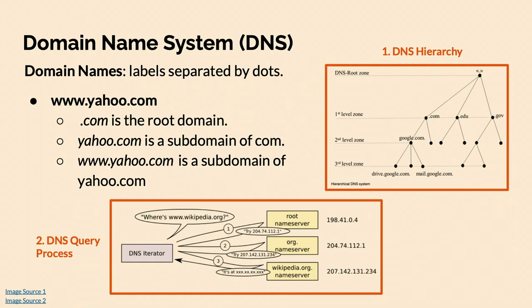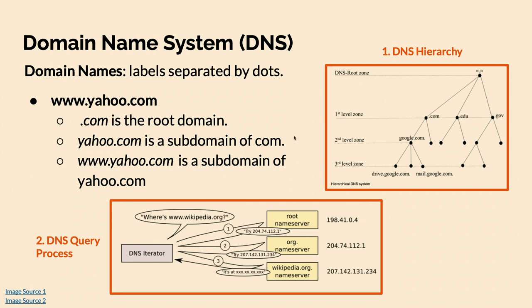And then the last thing I want to go over is DNS. Whenever you put a website into Google, let's say Yahoo, the .com is called the root domain. Yahoo.com is a subdomain of the root domain, and www.yahoo.com is a subdomain of yahoo.com. And DNS, the domain name system, is a hierarchy. You have the root as well as different tranches.